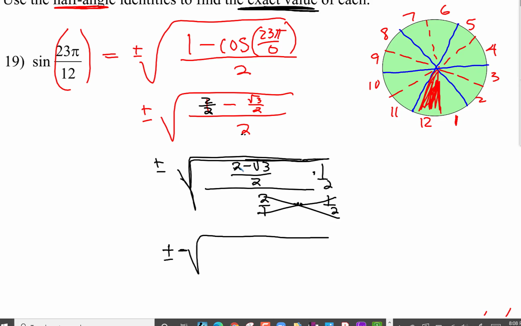So this becomes 2 subtract root 3 over 4, but we can take the square root of 4. The square root of 4 is 2, so now the 4 comes out, and now there will be a fraction out of the radical. So it will be 2 subtract root 3.